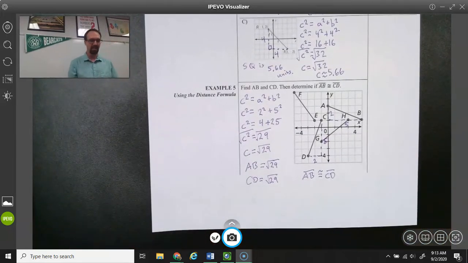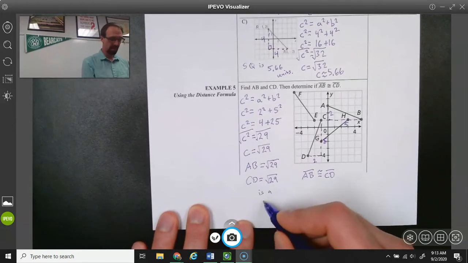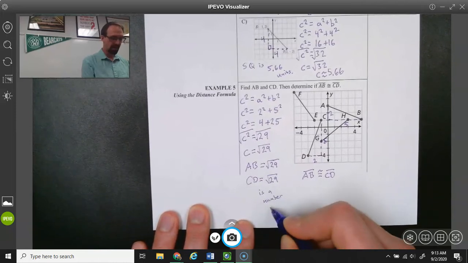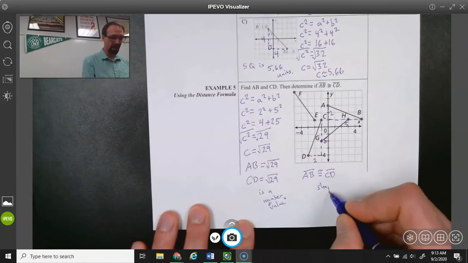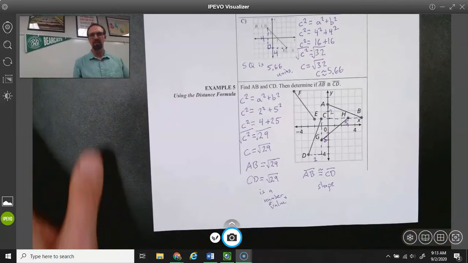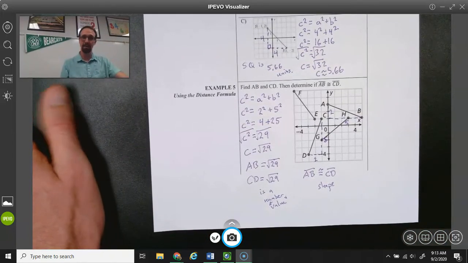I did not say that these were congruent, and I did not say that this was equal. In the real world, if you think about it, this is a number or a value, and this is the shape. You wouldn't say shapes are equal, you would say shapes are congruent. And you wouldn't say numbers are congruent, you would say numbers are equal.